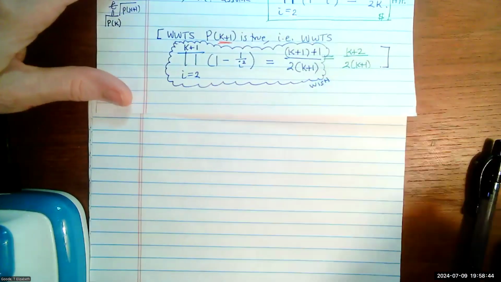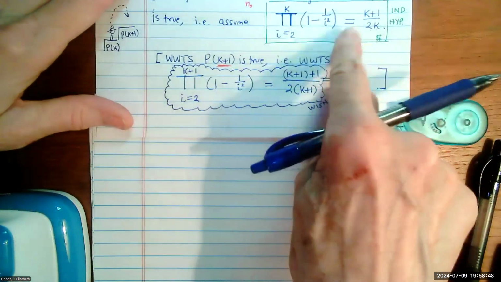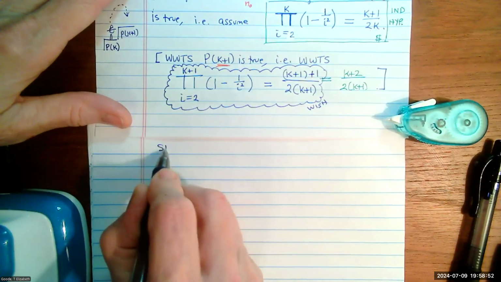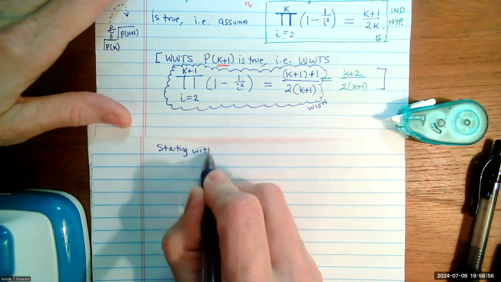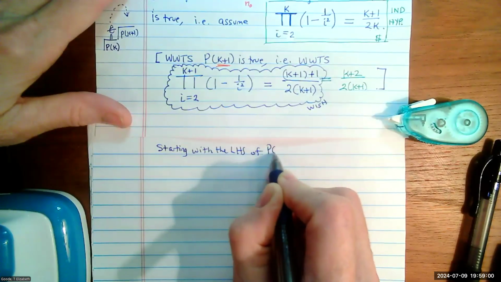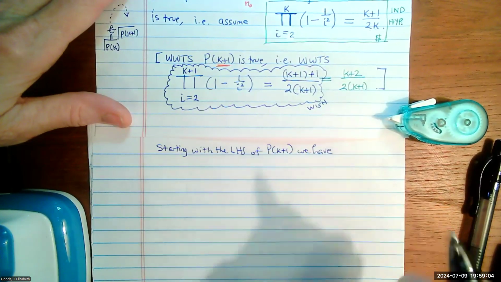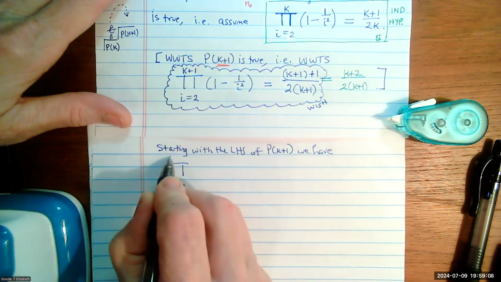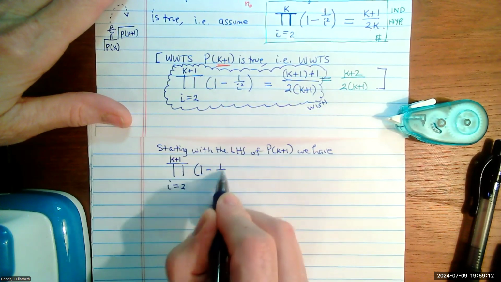Here we go. So we're proving a formula. Keep our money where we can see it. And we tell our reader what we're doing, starting with the left-hand side of P of k plus 1. What do we have? Well, we have the product from i equals 2 to k plus 1 of this quantity, 1 minus 1 over i squared.